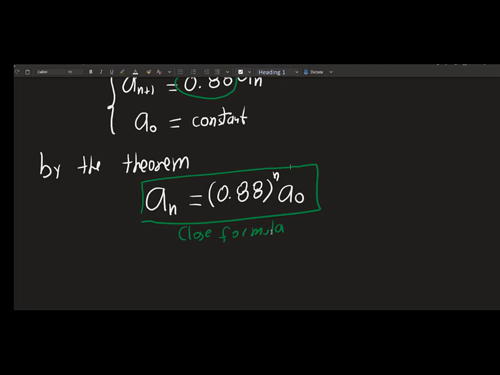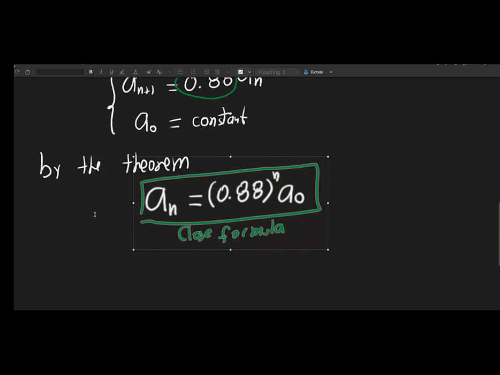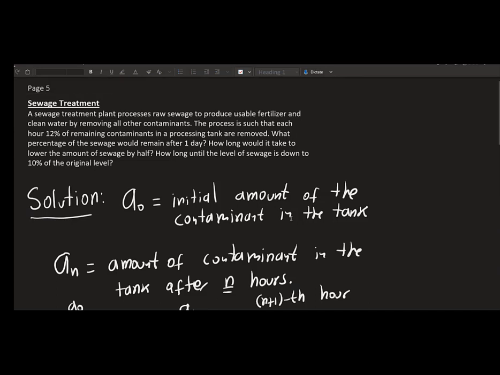All right, so what do we need to answer here? Now we have the closed formula, so that means it's going to be a little bit easier to solve things. It's not a recurrence formula. Let me scroll all the way up here to go back and see what questions we have. So our first question is this one. What percentage of the sewage will remain after 1 day?